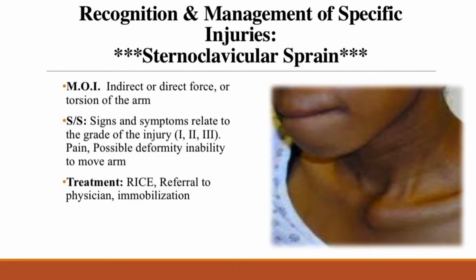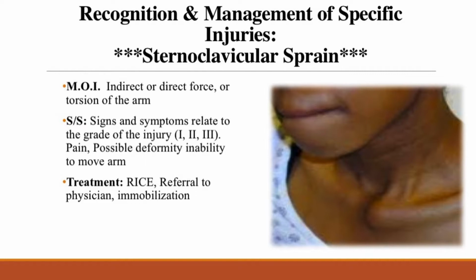The signs and symptoms relate to the severity of the injury. In first-degree sprains, there will be no deformity, only some point tenderness and pain. In a grade 2, there will be visible deformity, pain, point tenderness, and the inability to move the shoulder in all directions. In grade 3 sprains, as seen in the picture, there is a complete dislocation and displacement of the clavicle. The sternoclavicular ligament is completely torn. There will be obvious pain, point tenderness, and disability.